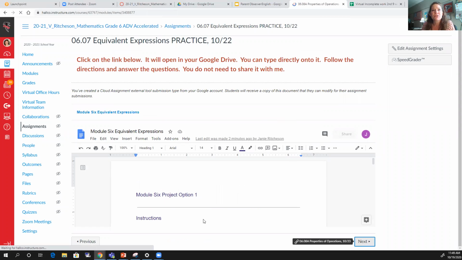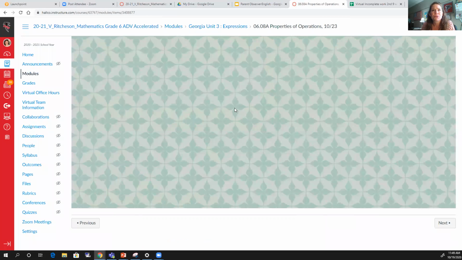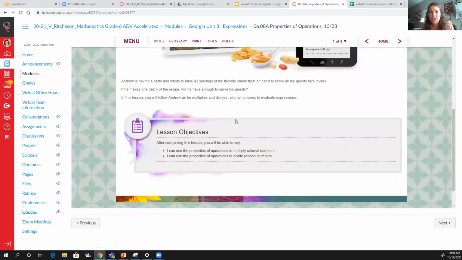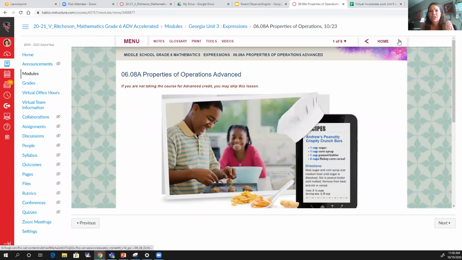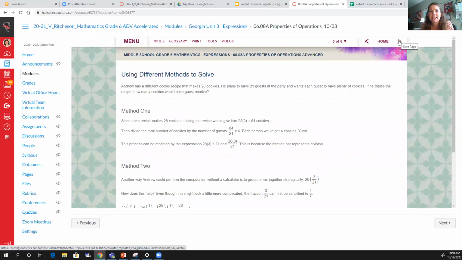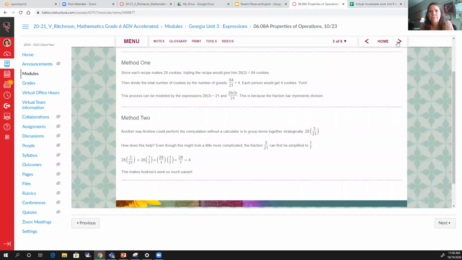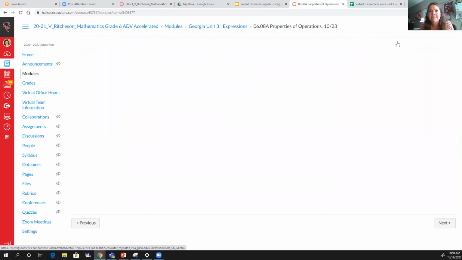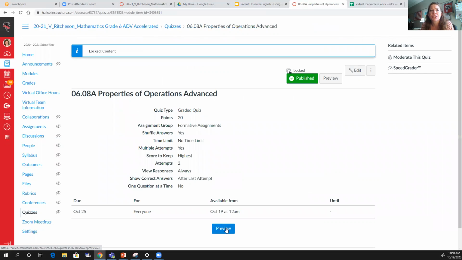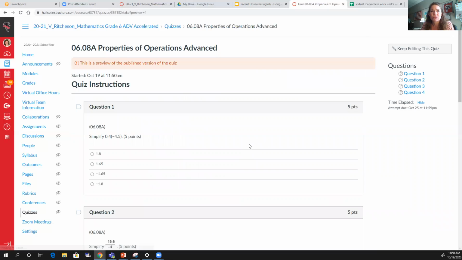And then the last thing you're gonna do for Friday is you're gonna go through properties of operations for advanced students, which is what you are, right? Your objectives are, I can use the properties of operations to multiply rational numbers, and I can use the properties of operations to divide rational numbers. So you're gonna go through this lesson. You're basically multiplying positive and negative numbers. Okay? And then there is, like, I think about 4 questions. You're gonna answer 4 questions on properties of operations for advanced students, okay?